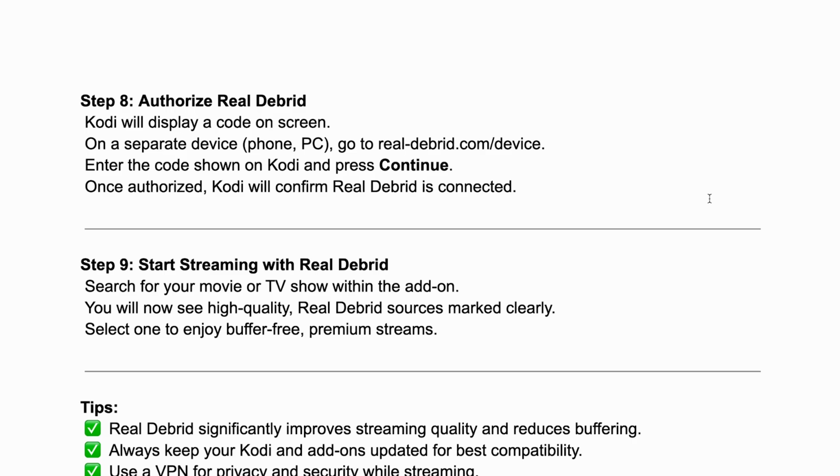Search for your movie or TV show within the add-on. You will now see high quality Real-Debrid sources marked clearly. Select one, enjoy the buffer-free premium streams.